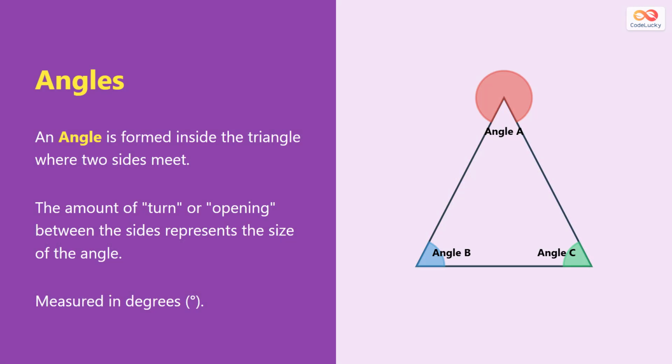Inside the triangle, where the sides intersect, we find the angles. An angle represents the amount of opening between 2 sides. These are measured in degrees.